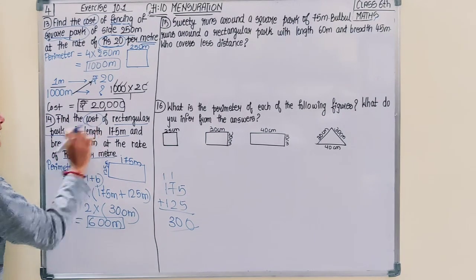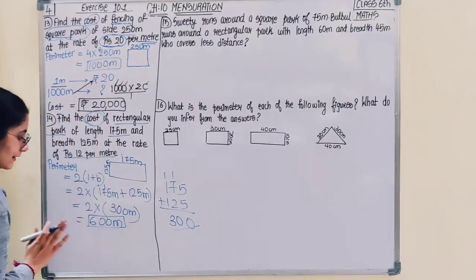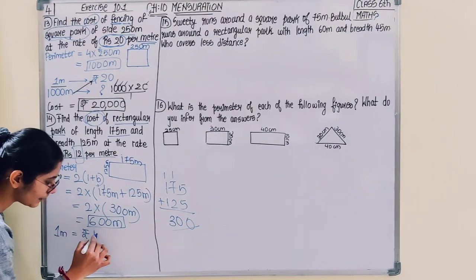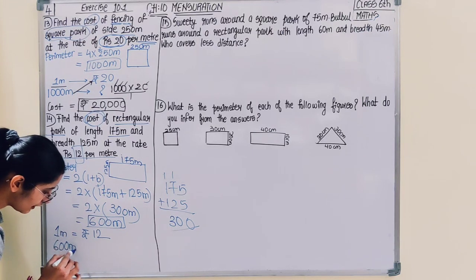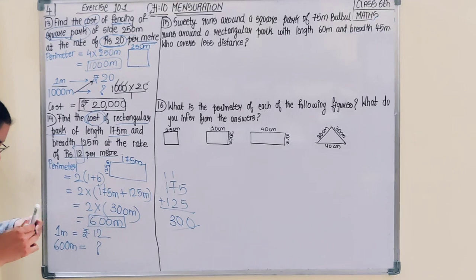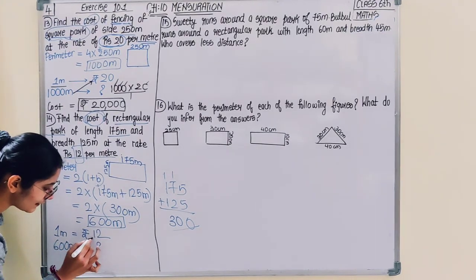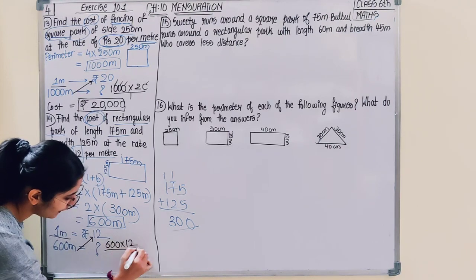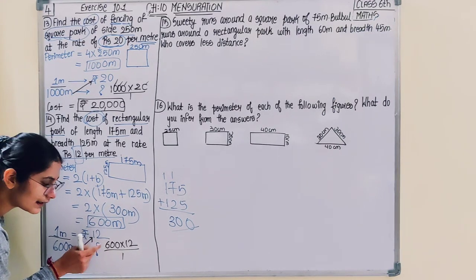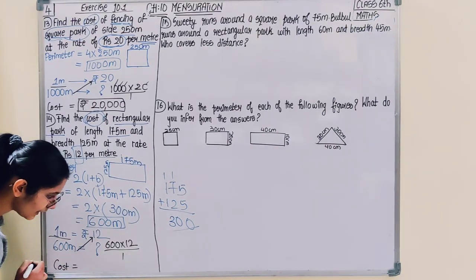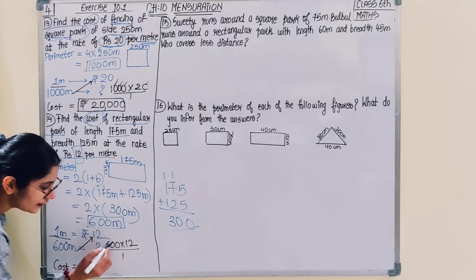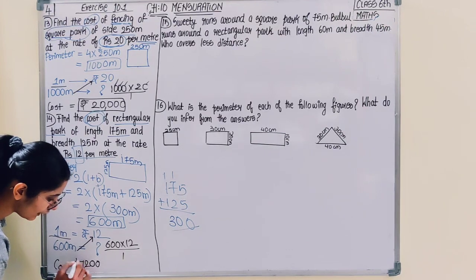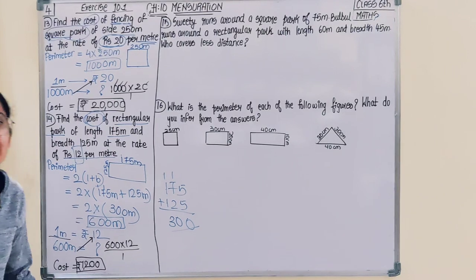That means the boundary. Since fencing requires boundary, we have to find the cost, and the cost is given for 1 meter: it is rupees 12. For 1 meter it is rupees 12, so for 600 meter how much rupees is required? Again cross multiplication, 600 multiplied by 12 divided by 1. Anything divided by 1 is the number itself. So cost for fencing is 600 into 12. 12 6s are 72, 2 zeros, so rupees 7200 is required for fencing this particular rectangular park.